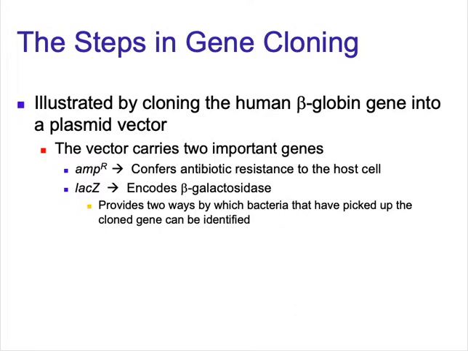So let's use an example and go through the steps for gene cloning. As our example, we're going to clone the beta globin gene into a bacterial plasmid vector. The vector that we're going to work with has two important genes. One is called R, which confers resistance to ampicillin, so it's going to be labeled as AMP-R, and the other expresses an enzyme called beta-galactosidase, which is the LAC-Z that you're probably already familiar with. Both of these genes can be used to help select the proper plasmids after we've done the cloning.